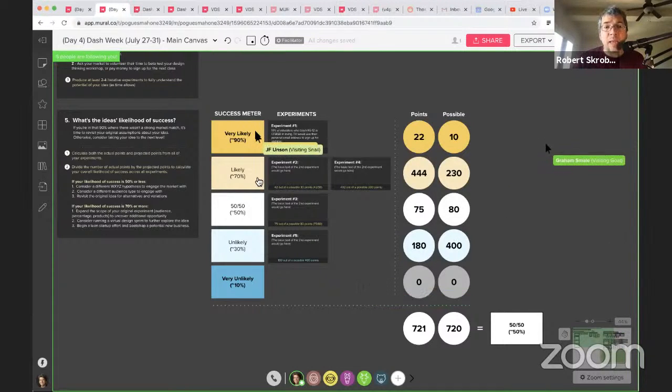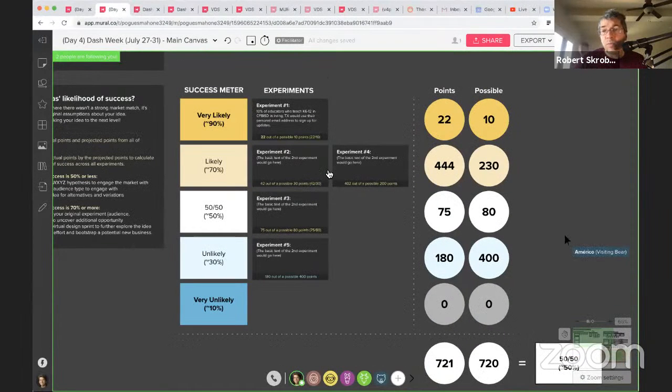But the idea is that based on the experiment, the amount of points that are gotten, the points possible, in terms of what your projected amount of points is based on the percentages of your audience and what actually transpires, you have the same kind of arrangement that the book has, only you're a bit more detailed about where things go.